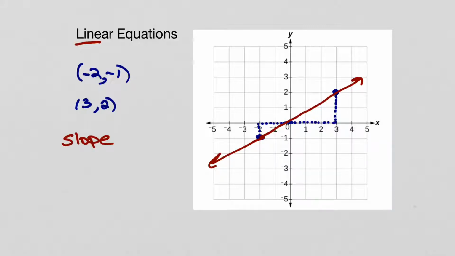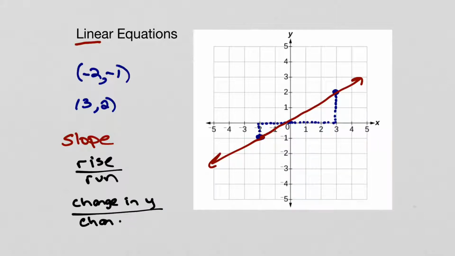Right? The slope of a line has a few different definitions to it. Some people call that the rise over the run. Some call it the change in y over the change in x. Which, if you want to use some fancy math symbols, that's just delta y over delta x. All right? And the way that we can find it, it's really not too hard.